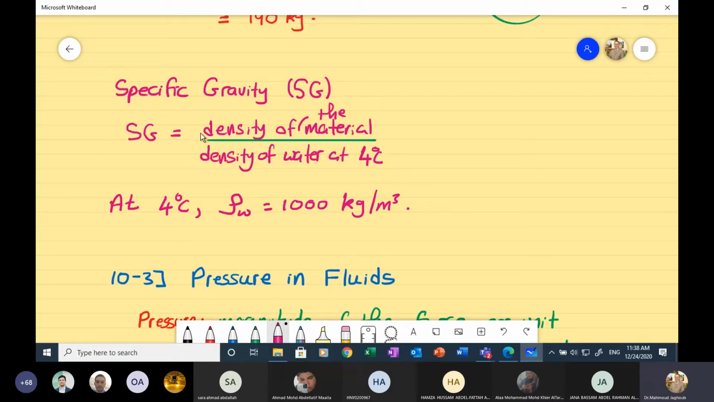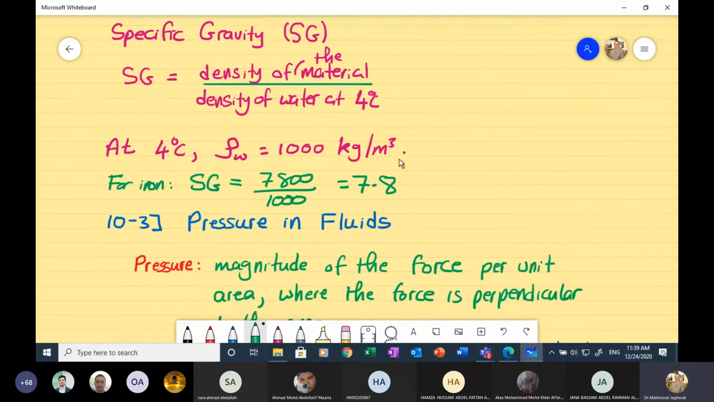So when you define specific gravity, you divide the density of the material by the density of water at 4 degrees. For example, what is the specific gravity for iron? Who tells me? For iron. 7.8. Yes, Ahsan. Specific gravity equals 7,800 divided by 1000, and it equals 7.8. Note it has no dimensions because it's density divided by density. So if I give you the specific gravity of any material, you can very simply calculate its density by multiplying it by 1000. Okay.